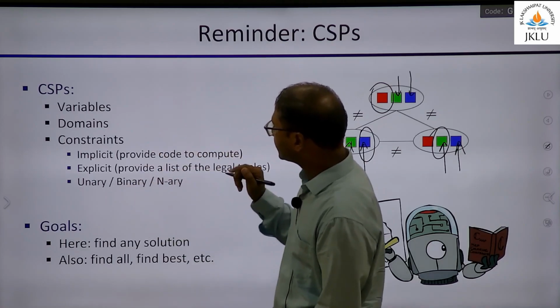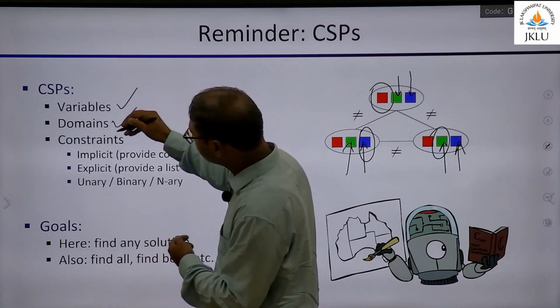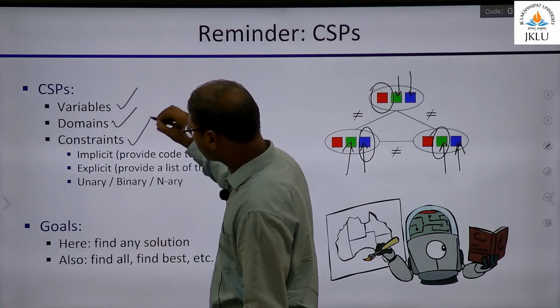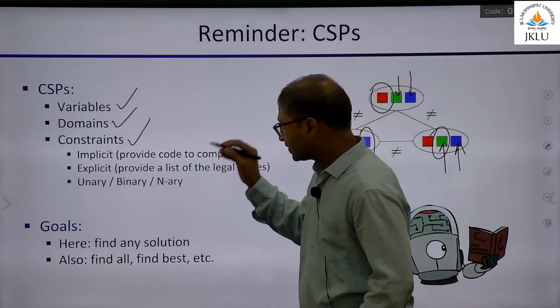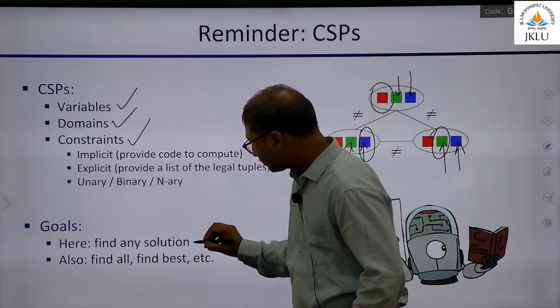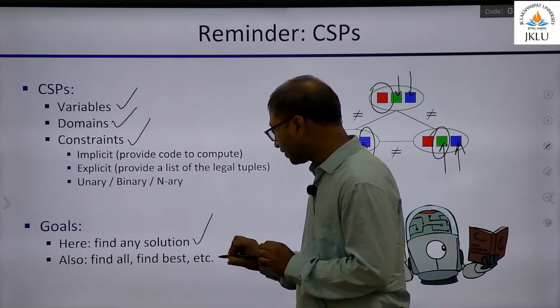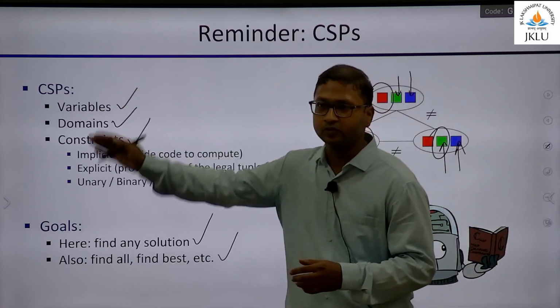CSPs are variables. So we have talked about variables, we have talked about the domains from which variables take values. We have talked about constraints, okay? They can be explicit, implicit, and so on. Goals: find any solution, also find all, find best, etc. So this is something that we have been seeing throughout the course.